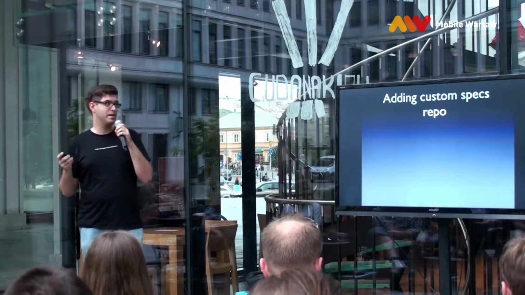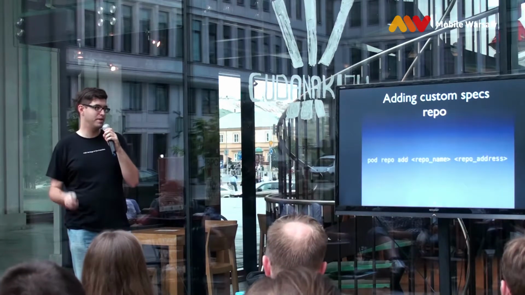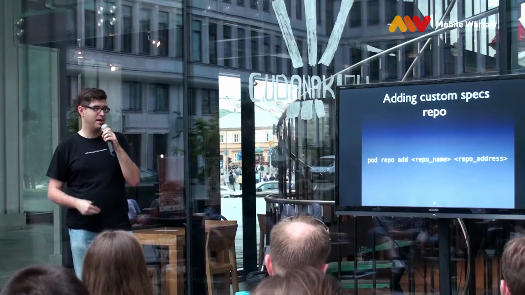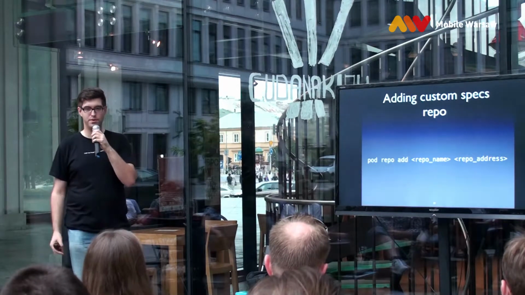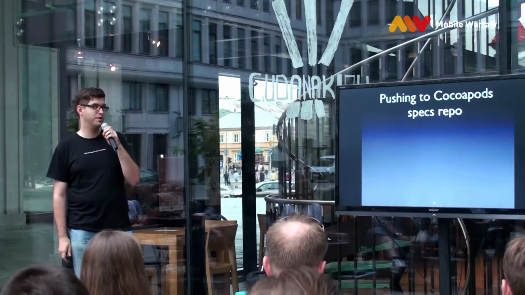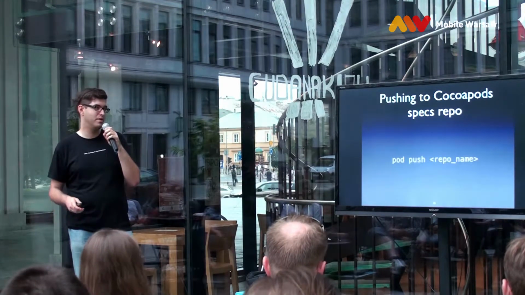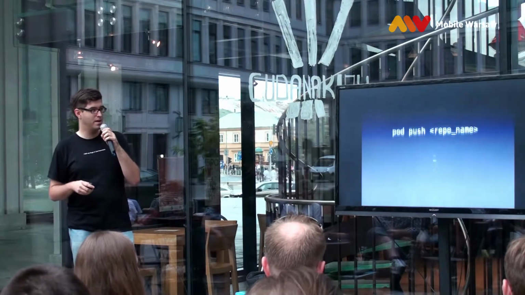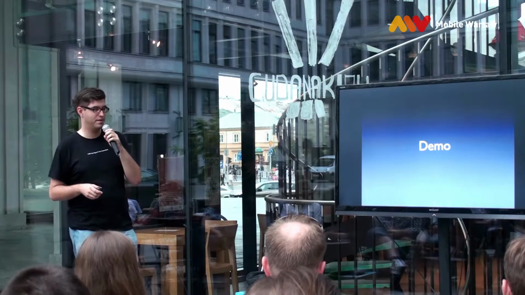And how can you add a custom specs repository? Well, this couldn't be easier. You just type pod repo add, the name of the repository, and the Git address of the repository, and you're done. It's also super easy with pushing to the CocoaPods specs repo, where you just type pod push and then the name of the repository. And let's hope that our demo will work.